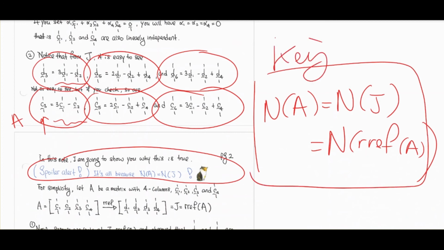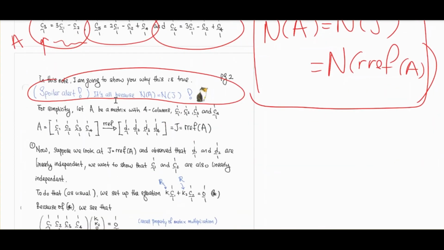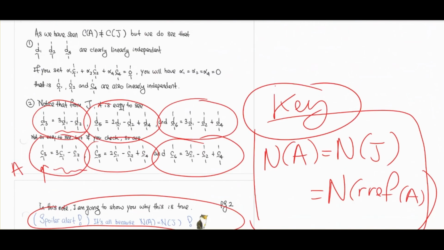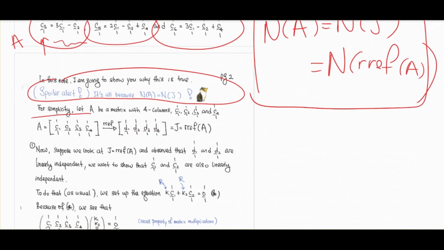This is the key why we have all these observations. Now, for simplicity, I'm not going to use this matrix A that we have seen before. I'm going to introduce a new matrix that has only 4 columns. This matrix A has only 4 columns. The columns are labeled as C1, C2, C3, C4. And suppose you row reduce it to the matrix J, which is our RREF matrix of A. Obviously, it also has 4 columns, and I'm going to call the columns D1, D2, D3, D4.